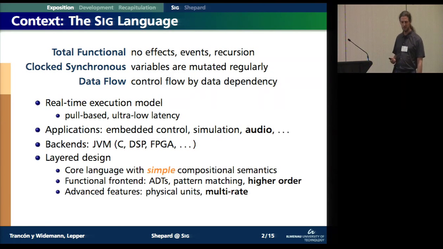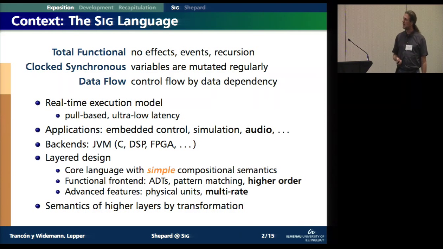The design of SIG is organized into several layers. There's a core language that has very simple compositional semantics. It's essentially a structured approach to Mealy automata. And then there's a functional front-end language with cherished things like algebraic data types and pattern matching, and also higher-order functional programming. That's one of the new features I'm going to talk about here. And then there are some other advanced things like a type system with physical units. That's a different story, and multi-rate systems, where synchronous doesn't mean that all the streams are updated at the same rate, but there may be different rates coexisting in a system, and that's the second feature I'm going to talk about here. And the idea is that the higher layers of the language are boiled down to the core language, but by some sort of program transformation.